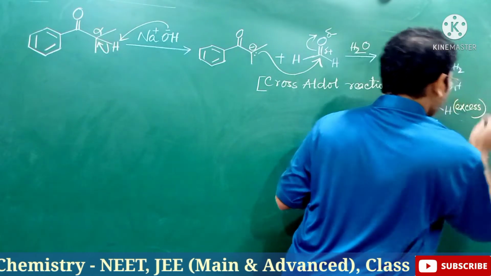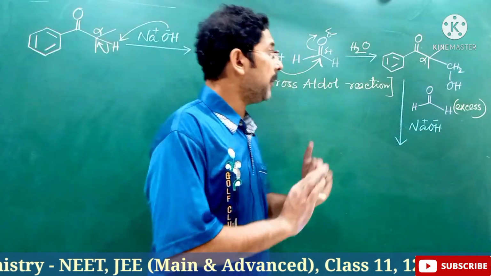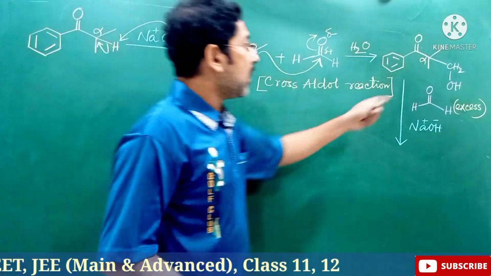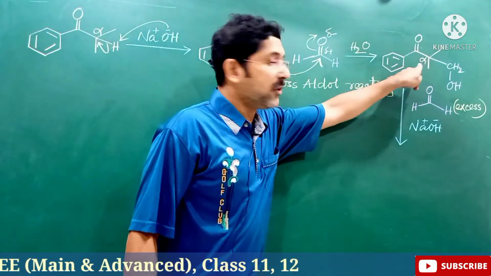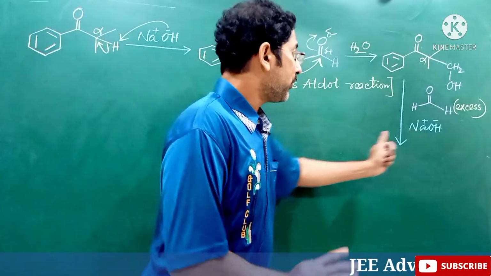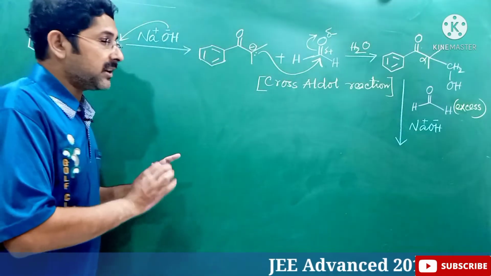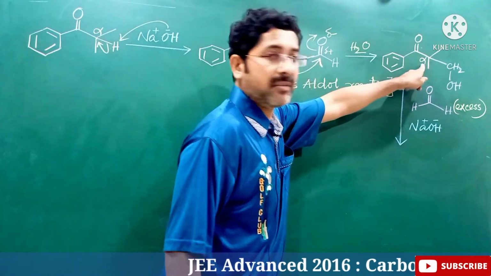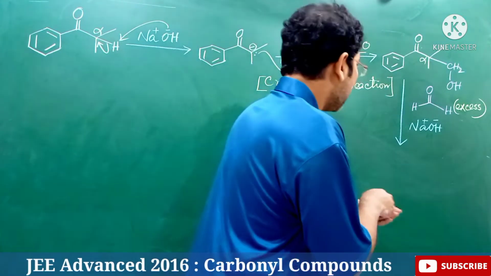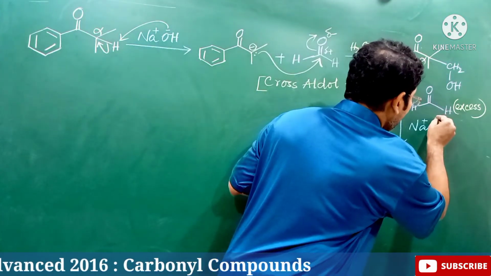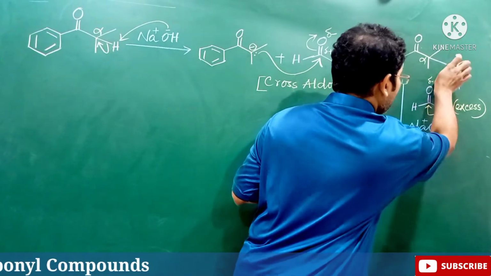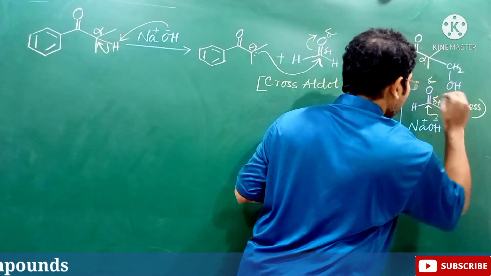This is very tricky. Look what will happen. This is the alpha carbon with respect to this carbonyl group, but no alpha hydrogen is present there. So what will be the role of sodium hydroxide here? Sodium hydroxide is a moderate base, definitely, but no alpha hydrogen is available. Now this hydroxide ion will play the role of a nucleophile. This hydroxide will attack this carbonyl carbon. This one is delta negative and this one is delta positive.